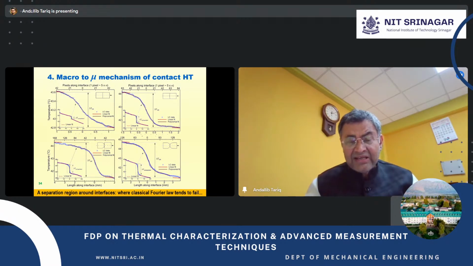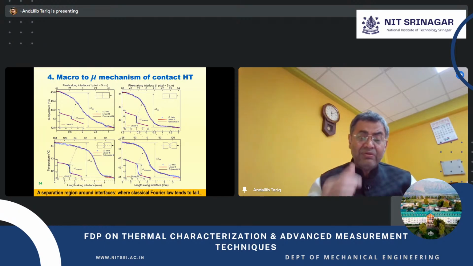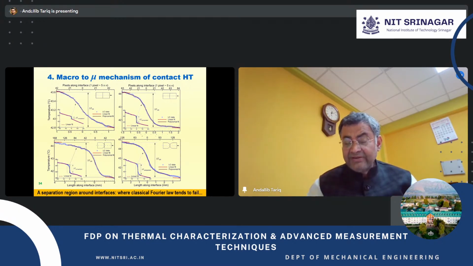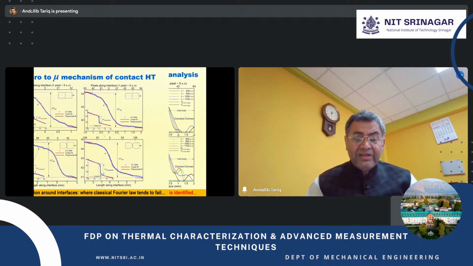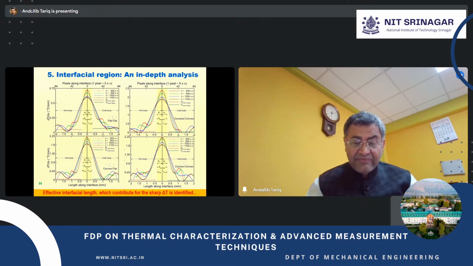So we can conclude that at the gross level it follows the Fourier conduction. Depending upon the conductivity, it will be a slope. But at the interface, the Fourier conduction law is not sufficiently able to define the temperature gradient or temperature profile. For that, we have generated some data, and we have identified that we can put three distinct regions: at the interface region, in one direction a gross region, hot body, and in another direction, cold body. So we have done an in-depth interfacial heat transfer analysis.